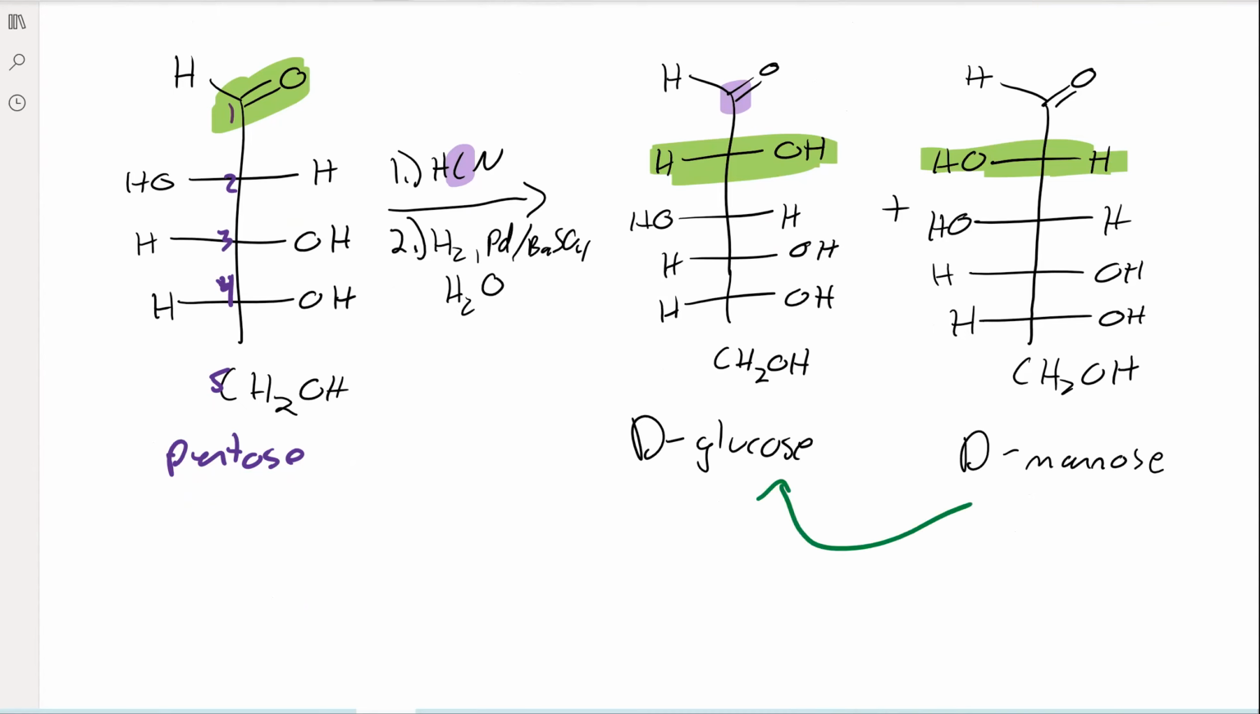And of course, the relationship between these two is some of our stereocenters stayed the same, some of those changed. That's the definition of a diastereomer. And of course, we start off with a pentose, so we end up here with a hexose afterwards.